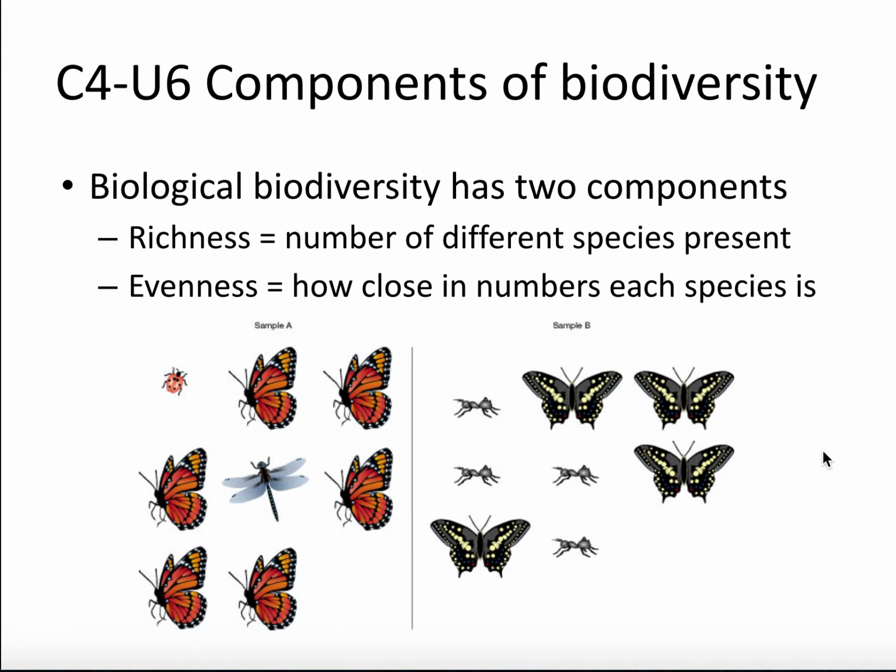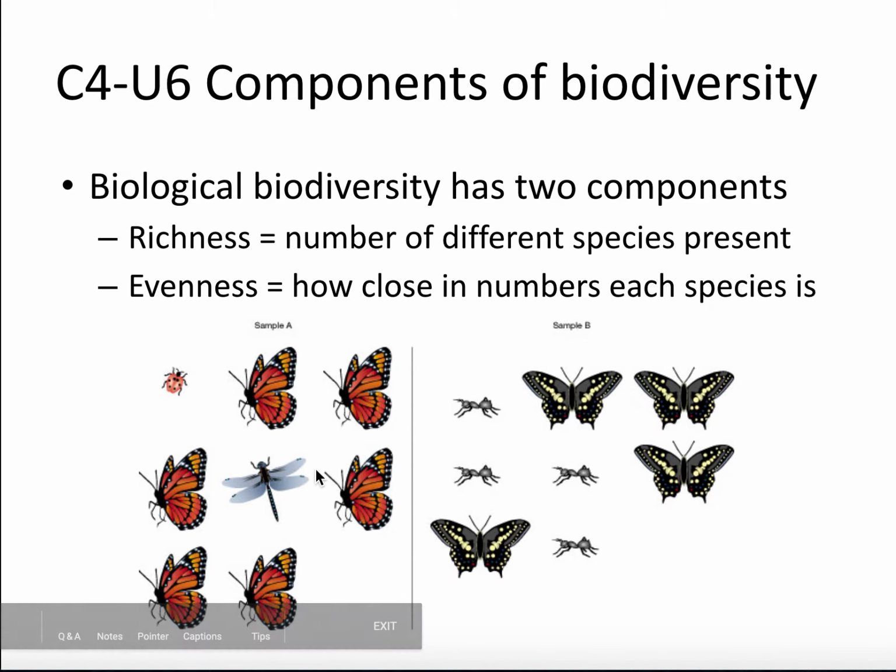So let's get into some of our understandings here. This is understanding 6. When we talk about biodiversity, we talk about 2 different vocabulary terms, richness and evenness. So when you look at these pictures here, which one do you think is most rich? Or which one, sample A or B, do you think is most even?